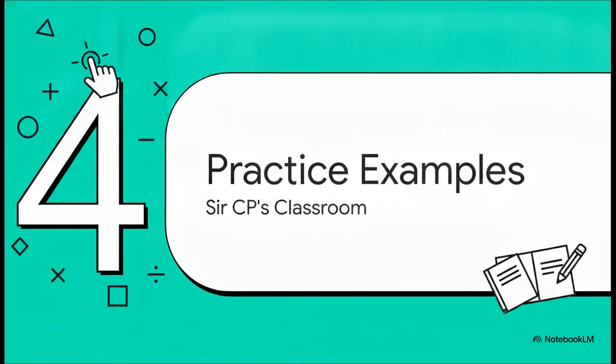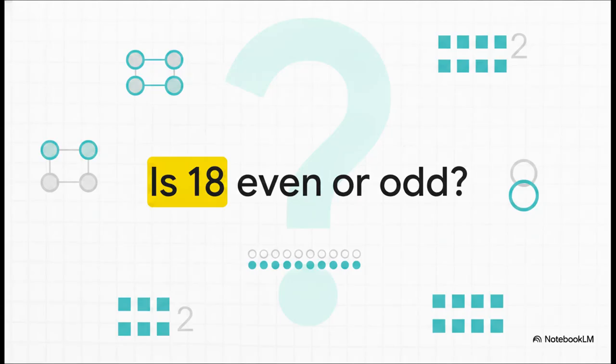Finally, Section 4, putting it into practice. Okay, it's time to actually test these direct instruction rules. Let's run through some rapid-fire classroom examples straight from Sir CP's lesson to make sure you can confidently identify these properties in the wild. Applying our very first rule, how do we classify the number 18?